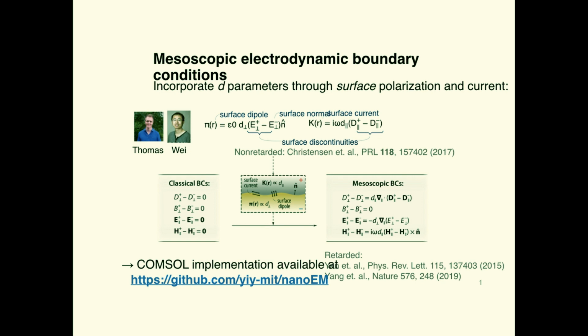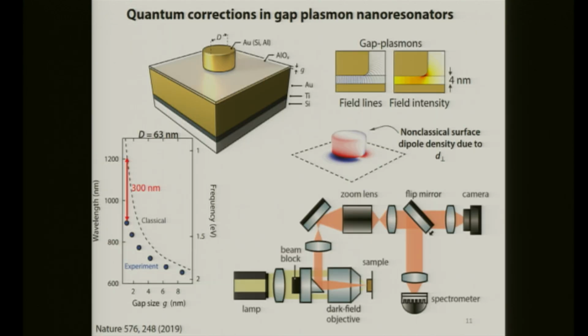So we built a solver with COMSOL to implement this D parameters framework. And I would like to encourage you to download and use it when you have the need. We also built an experimental setup to try to probe the D parameters. It's a quintessential gap plasmon system that is known to support a very strong field intensity inside the gap region. And this is from a classical calculation, and this is known from the literature.